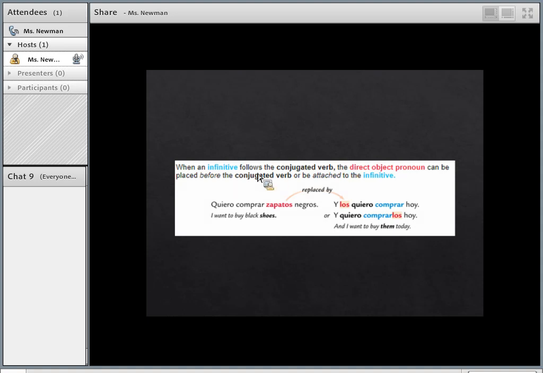Okay, and then just a reminder, this little chart is telling us what to use when we're replacing that noun, right? So quiero comprar zapatos negros, I want to buy black shoes. Once we change it out with a pronoun, saying I want to buy them, that word is los. I want to buy them. So it either goes before that conjugated verb, los quiero comprar, so them I want to buy, or it can go right after the infinitive and be attached to the infinitive. So quiero comprarlos. It can go either place, and that is correct.